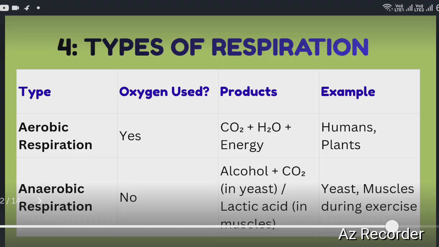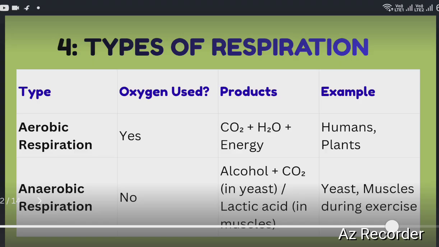So which type of respiration uses oxygen or not, what products are obtained after the respective respiration types, and examples. In aerobic respiration, yes, oxygen is used, and the products are carbon dioxide plus water molecules plus energy. Examples: humans and plants. In anaerobic respiration, oxygen is not used, and the products are alcohol plus CO2 in the case of yeast, and lactic acid in the case of mussels. Examples of anaerobic respiration: yeast and muscles during exercise.